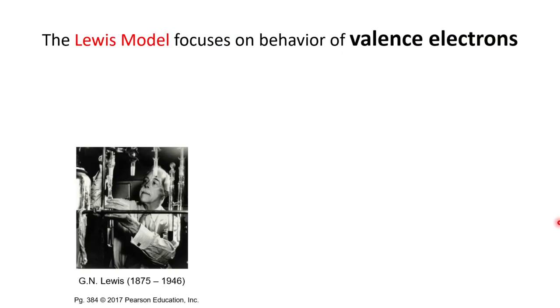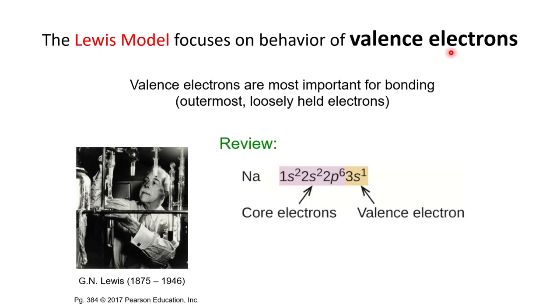So now that we've looked at different types of bonds, we are going to look at the Lewis model. Here's this guy, he's playing with this chemistry set. What this model focuses on is the behavior of valence electrons. Remember from our last chapter, they are the electrons that are important for bonding because they are the outermost, loosely held electrons. So we are not talking about the core electrons here. These do not participate in chemical bonds. We are only speaking about the valence electrons.